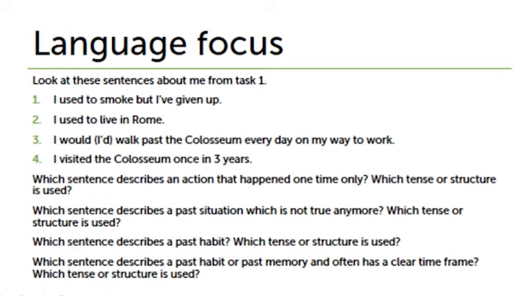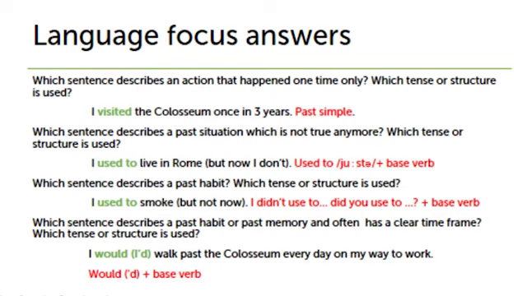Let's have a look at the answers, shall we? Are you ready? Okay, so which sentence describes an action that happened one time only, and which tense or structure is used? Okay, so here we have I visited the Colosseum once, one time only, in 3 years, and that is the past simple. To describe a past situation which is no longer true, we use used to.